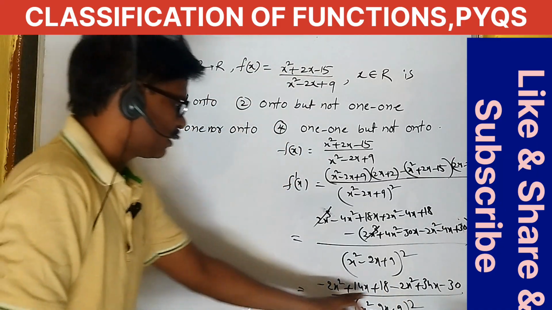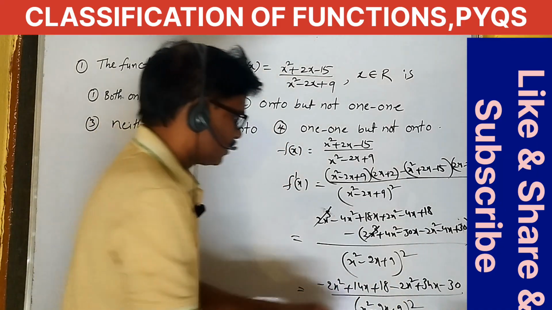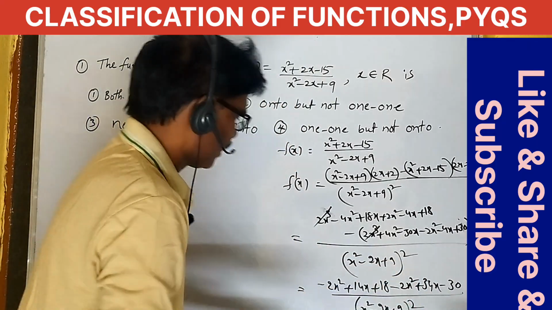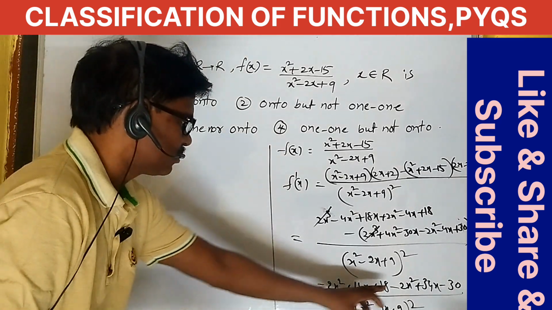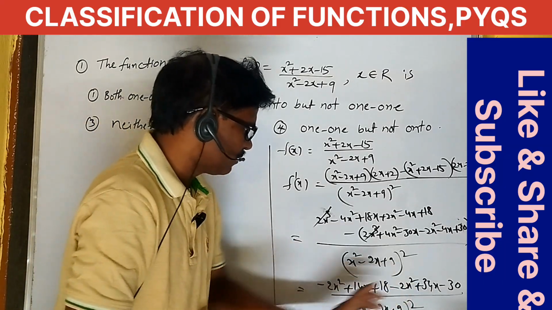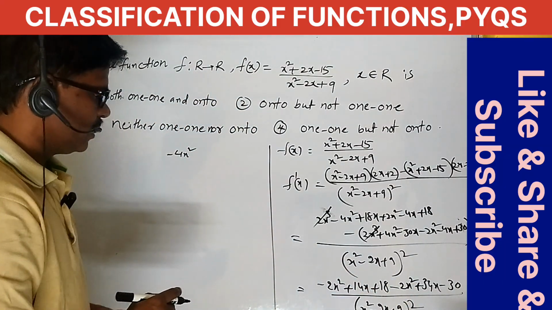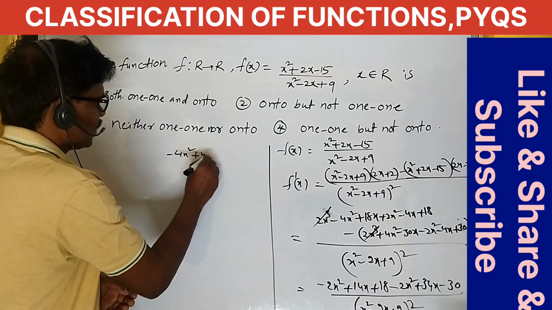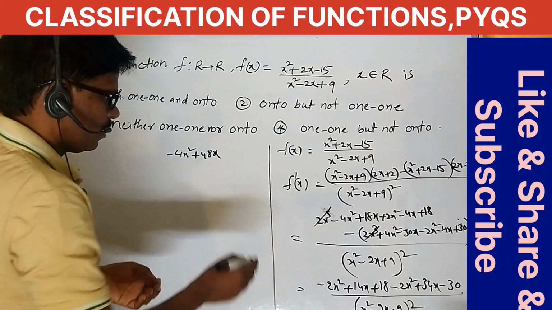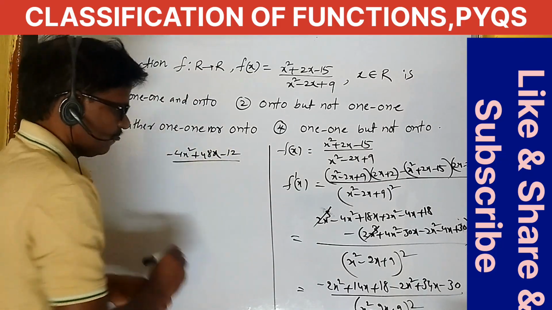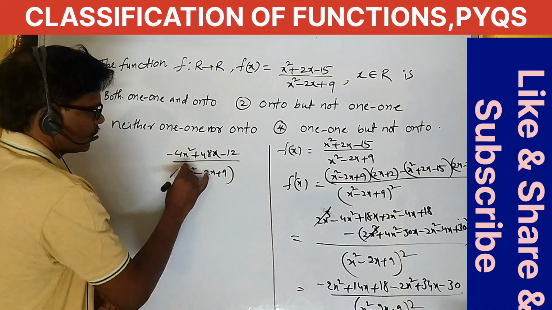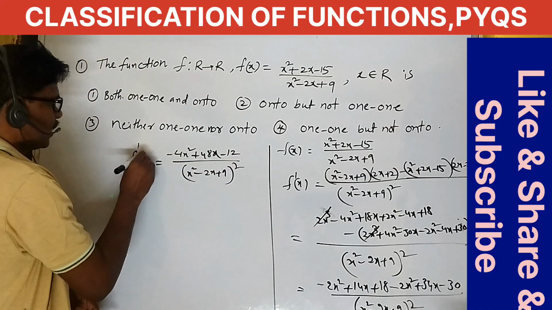Next 2x square minus 2x square minus 4x square gives minus 4x square; 14x plus 34x is 48x; 18 minus 30 is minus 12. So minus 4x square plus 48x minus 12 by (x square minus 2x plus 9) whole square. Okay, this is f dash of x.